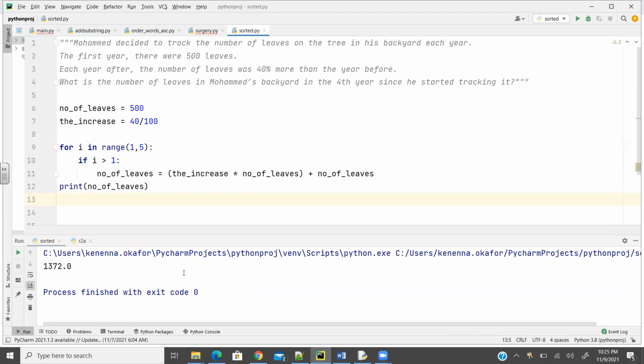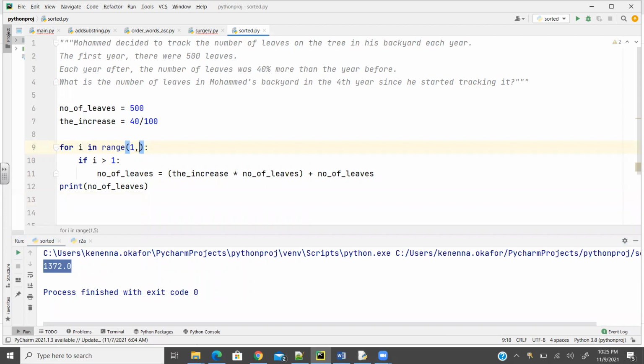Yeah, so you see, guys, remember when we looked at the problem and tried to get the solution manually, we got 1,372. And using our Python program, we still arrived at 1,372. So we could use this program for any number of years.